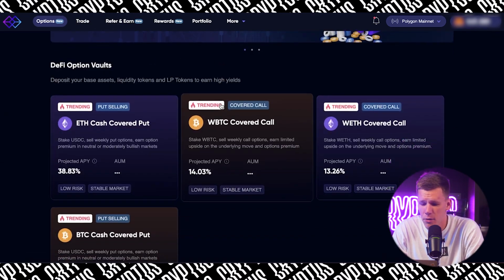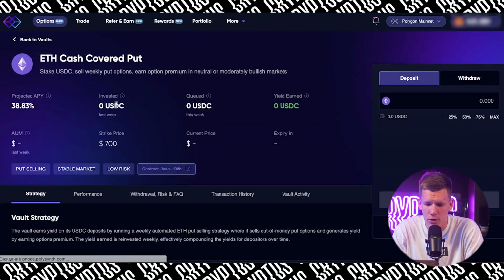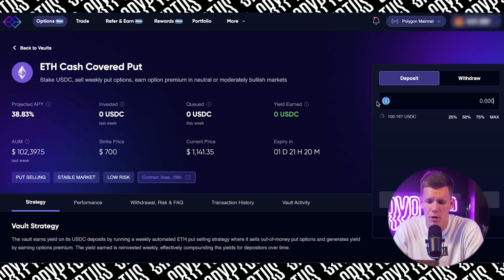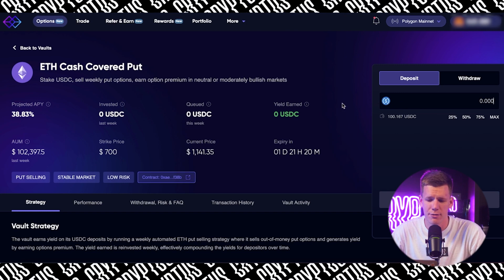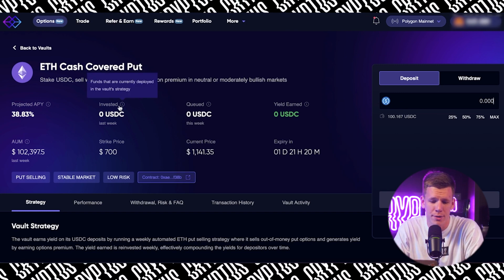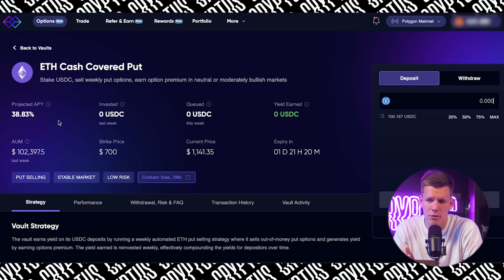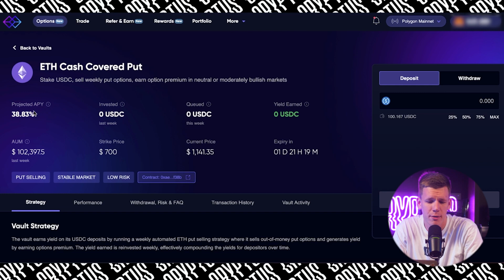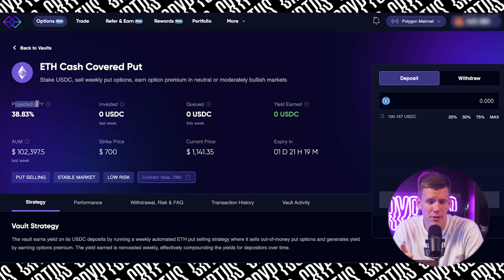But let's get back to the Ethereum cash covered put option. I will show you how you can deposit your stablecoins to the vault to get these higher percentage yields than on traditional staking or farming. But again, before we do this, let's just look at the projected APY. So this is not APR, this is APY.